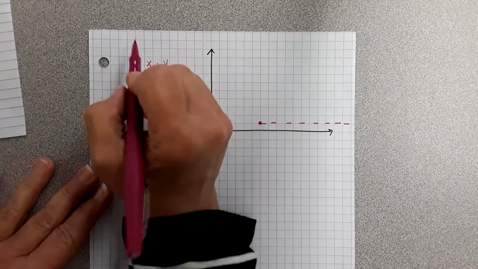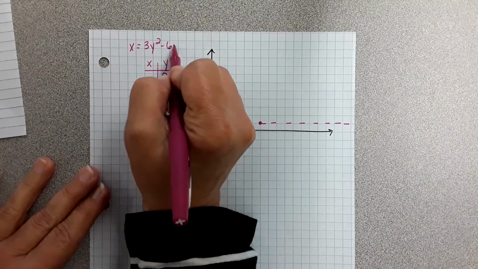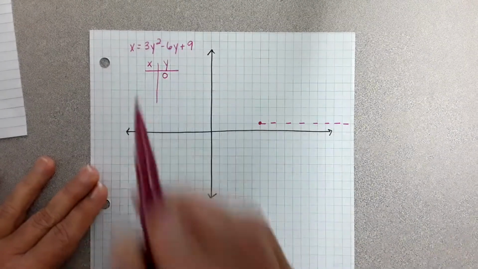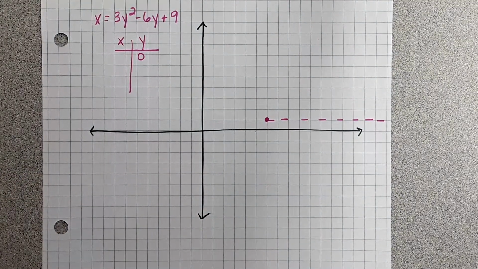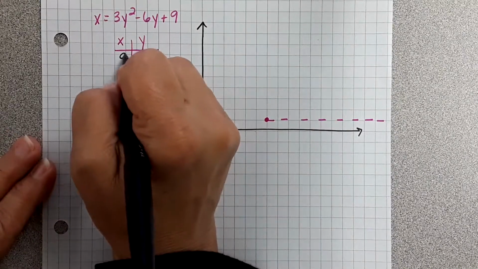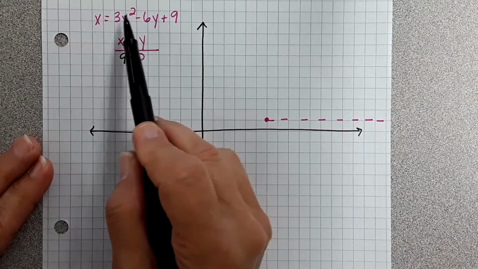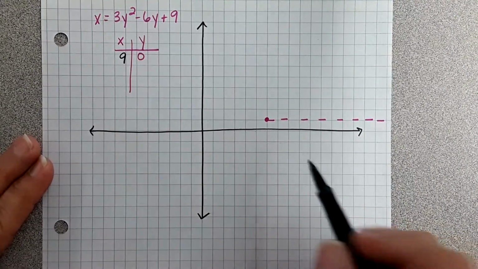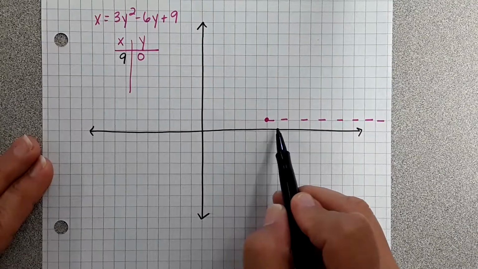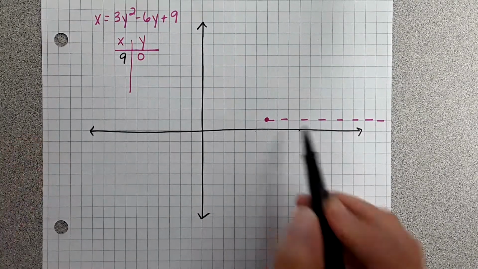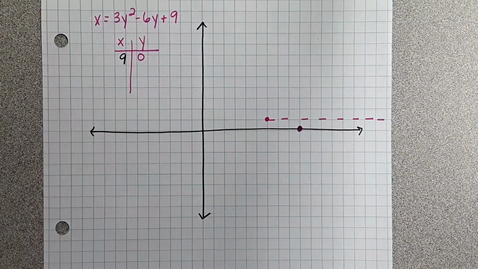So I'm plugging in, this is the equation. Start with the original equation, you guys. What did you get? Go ahead, say it. I didn't hear you. 9? Because 3 times 0 is 0, 6 times 0 is 0, so 0 minus 0 plus 9 is 9. So let's go over to 9. 1, 2, 3, 4, 5, 6, 7, 8, 9. So right here is what we would call the x-intercept.